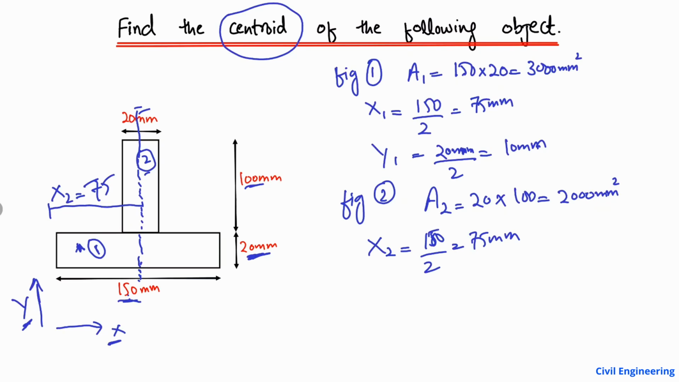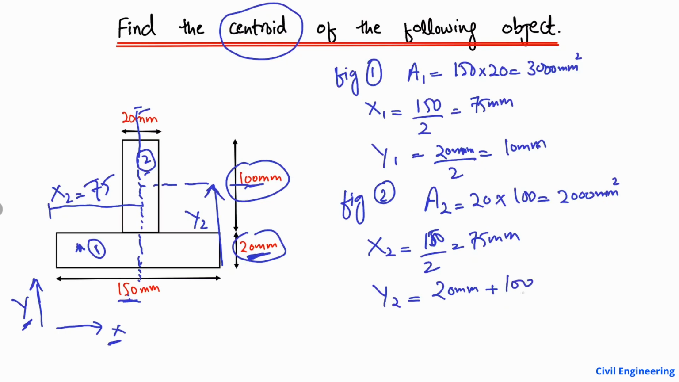Now in the y direction it is not the same. So in the y direction, what will this be? It will be 20 plus 100 divided by 2, because it will be somewhere here. From this up to this is known as y2. So now this comes out to be 70 millimeter. Now we have all the important values.